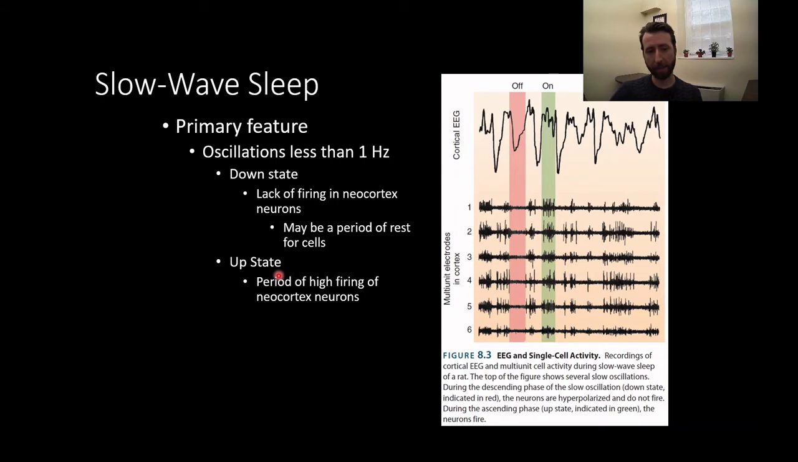And then on the up state, we see a period of high firing of neocortex neurons. So we see this slow oscillatory activity where we have spiking of neurons, then a rest period, then spiking of neurons, and a rest period, which translates into big peaks and valleys on our EEG.